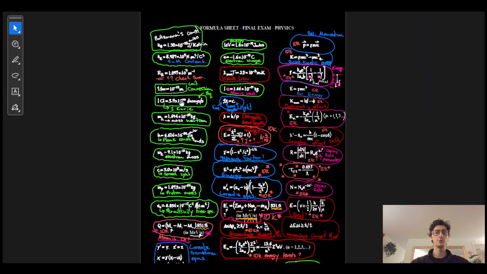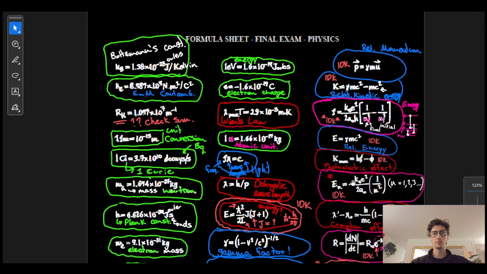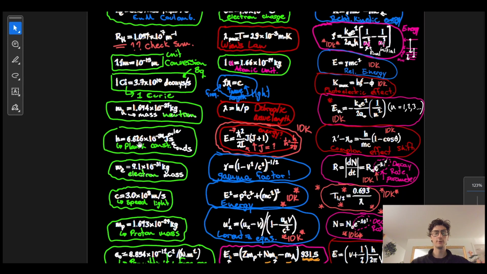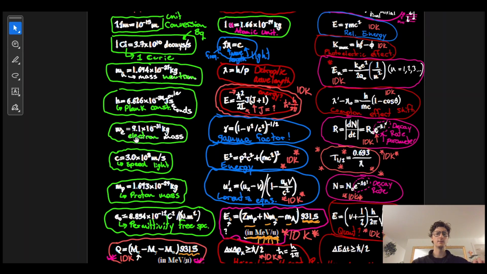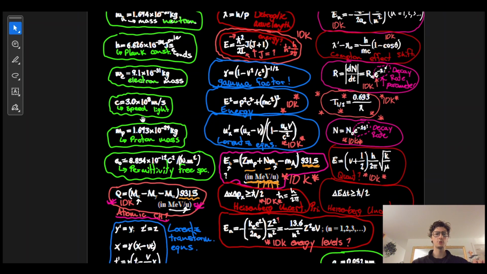Femtometers to meters conversion, cool. Curie to decays per second, cool. Mass of a neutron in kilograms, Planck's constant. Remember Planck's reduced constant, which is h divided by 2 pi, which is h bar, which appears right here, not shown. So remember, you have to remember this. m_e, mass of the electron in kilograms, cool. Speed of light in meters per second, dope. Proton mass in kilograms, astounding.